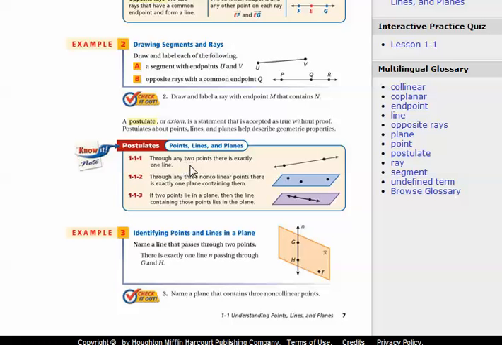So through any 2 points, there's exactly one line. Through any 3 non-collinear points, there is exactly one plane containing them. And again, we kind of talked about this with 2 points defining a line, 3 points defining a plane, and so on. And then the third one here, if 2 points lie in a plane, then the line containing those points lies in the plane. So if 2 points are contained in this plane, then the line that goes through those 2 points must also lie in that plane as well.